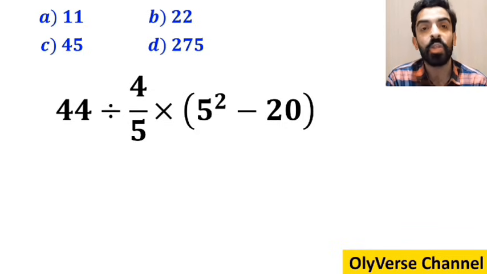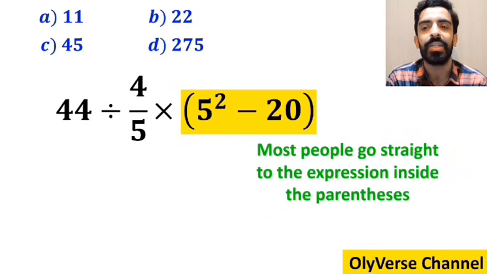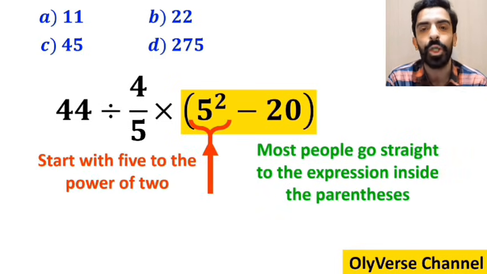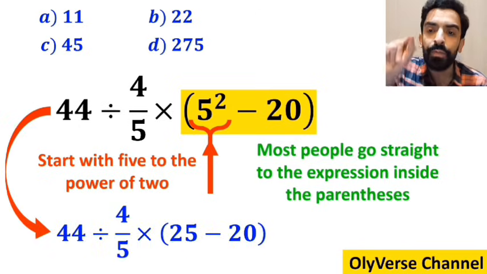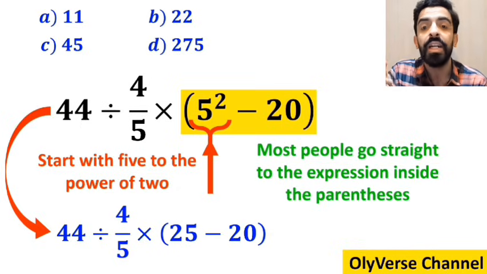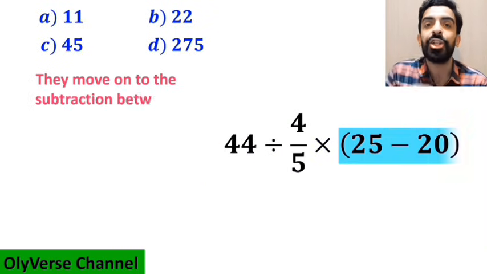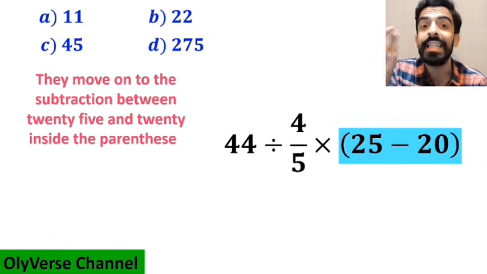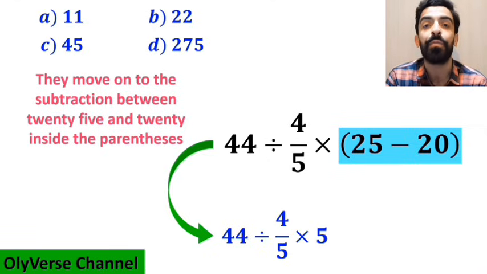And the first step of solving this question, most people go straight to the expression inside the parentheses and start with 5 to the power of 2. So, instead of the original expression, they write 44 divided by 4 over 5 times (25 minus 20). And the next step, they move on to the subtraction between 25 and 20 inside the parentheses and simplify this expression to 44 divided by 4 over 5 multiplied by 5.